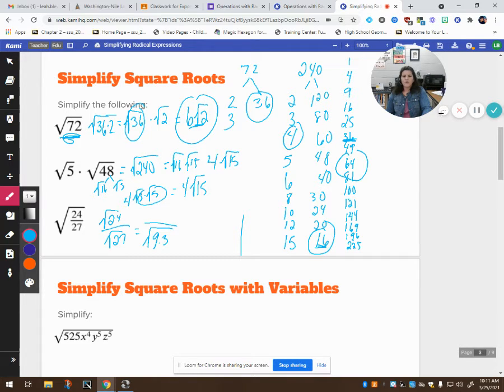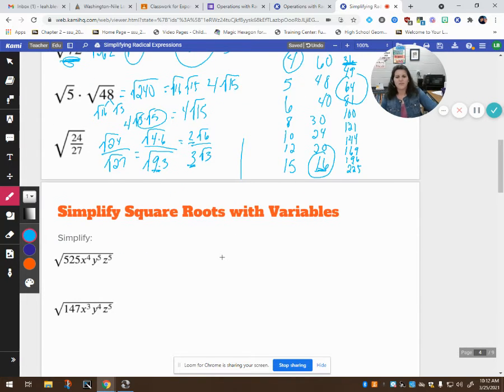I know that 24 is divisible by 4, and it's a perfect square, so I want to use 4 and 6. So the square root of 4 is 2, so I have 2 square root of 6. The square root of 9 is 3, divided by 3, square root of 3. And there is my answer, because the square root of 9 is 3. That's where this 3 came from. And then I just kept the square root of 3. This 2 came from taking the square root of 4.